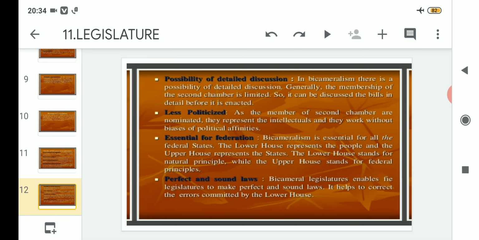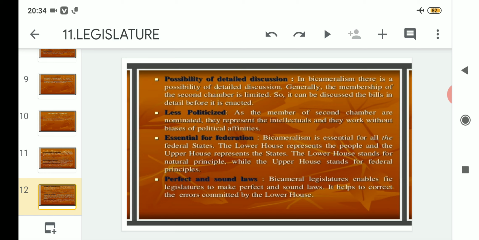So why is it very much essential? Because in bicameral legislature, as we take the example of India, the lower house or the Lok Sabha is where the members are elected by us through the right to vote. But the Rajya Sabha, that is the upper house, represents the states, that means people from different categories or different spheres. So the lower house, as the members are elected from the people, stands for what? National principle.